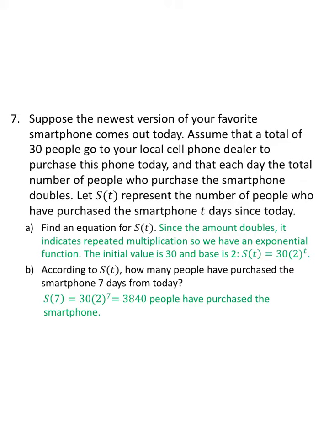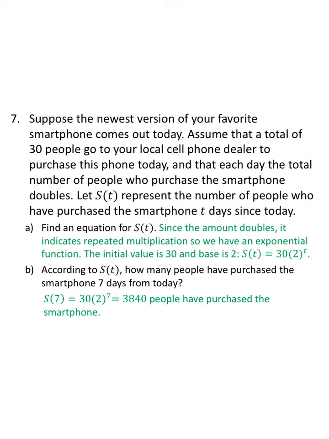We want to find an equation for S of t. Now, how do we know what type of equation? When I look right here, let me find where it is. There we go. The number of people who purchased a smartphone doubles. When it doubles, it indicates multiplication. So if we're multiplying each time, what multiplies? Oh, the base multiplier multiplies. So we know this is going to be an exponential function.